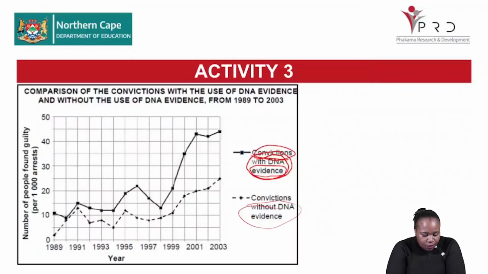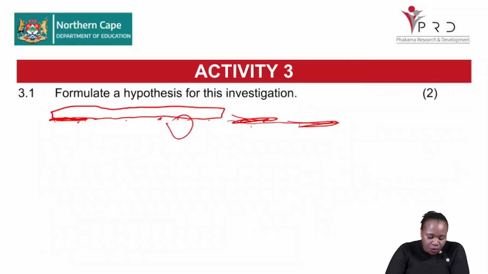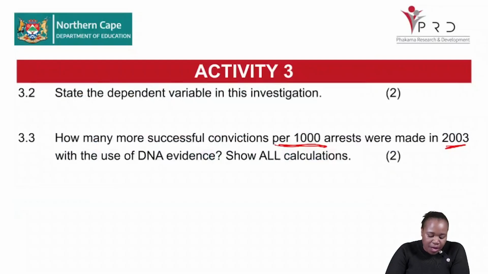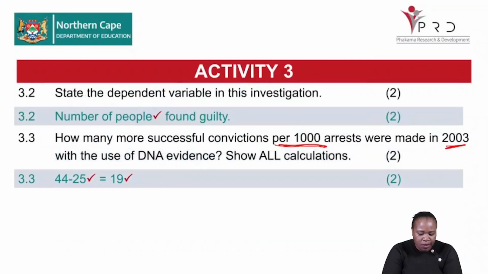Okay, now on the graph, we can see that with evidence, we have 44 here, right? Just below 45. And then without evidence, we have around 20, right? So now it means that we're going to look at the difference between what we have when there is DNA evidence and what we have when there is no DNA evidence. So, Rosalani?